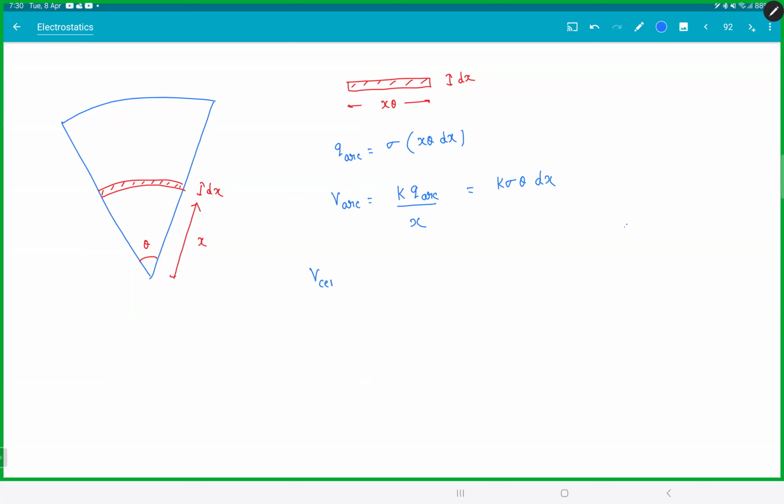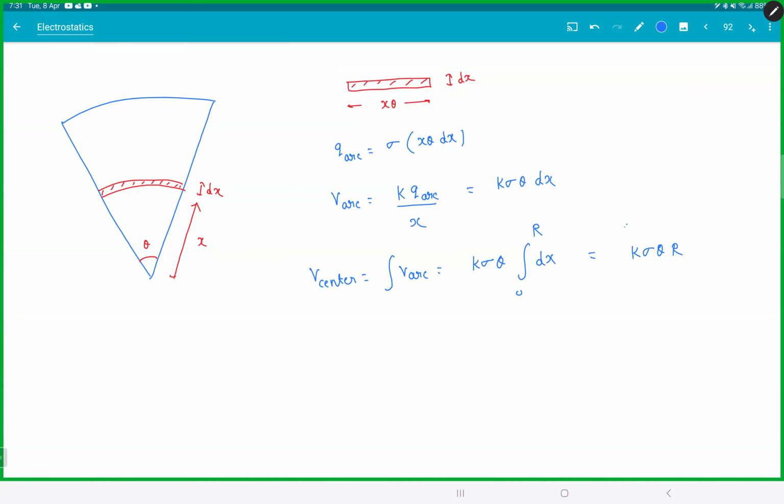So potential at the center will be, now integrate all these arcs. K is constant, sigma is constant, theta is constant, integral dx. X goes from 0 to r. K sigma theta r. Check. Field is a little painful, but potential is easy to calculate. Potential, we need to find potential due to arc and then integrate. We don't need it. That's okay.